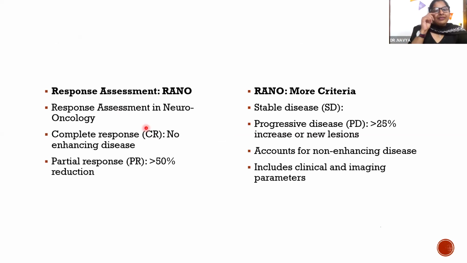So as I told you, how do we gauge the response? We will look at response assessment in neuro-oncology. If there is a complete response, there is no enhancing disease. If there's more than 50% reduction, I would take it as a partial response. Stable disease, yes, there's no change, the entire disease is almost stable. But to call it progressive, it should definitely be more than a 25% increase in the tumor volume.